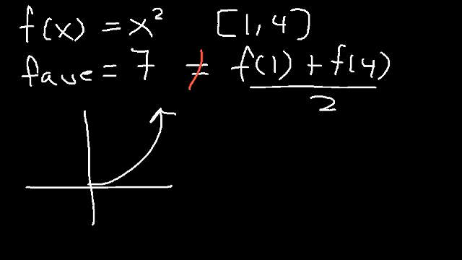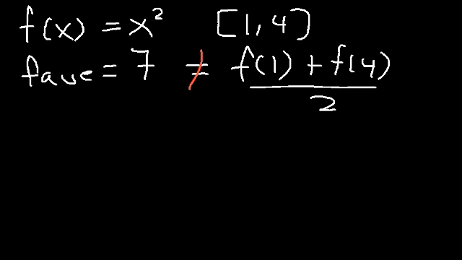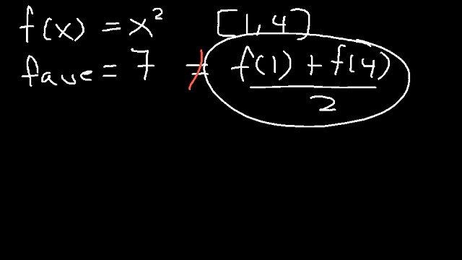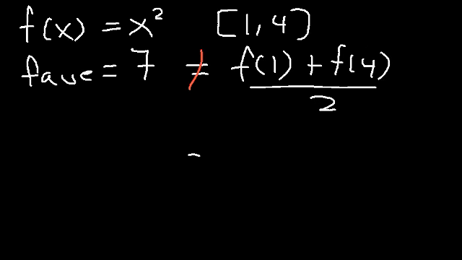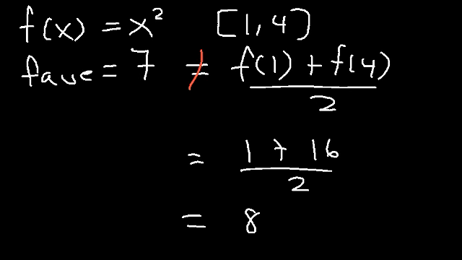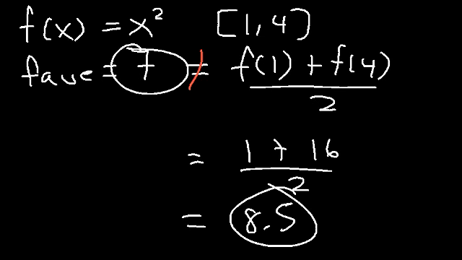So it turns out that because it's increasing at an increasing rate, the average y value of the function is going to be less than the average value of f of 1 and f of 4, or f of a and f of b. F of 1 is 1 squared, which is 1. F of 4 is 16. If you average 1 and 16, that's 17 over 2, you get 8.5. 7 is less than 8.5.